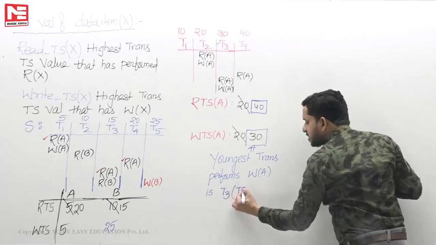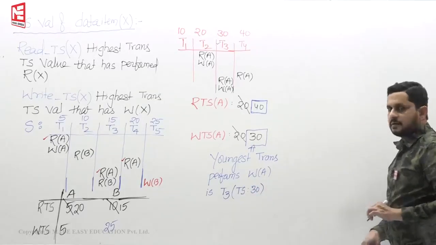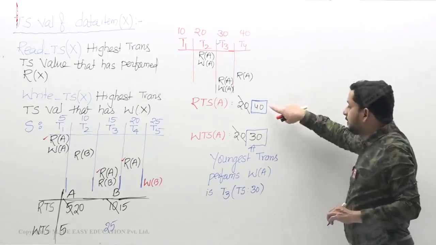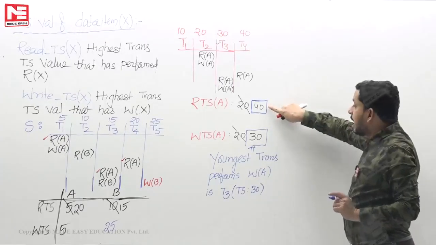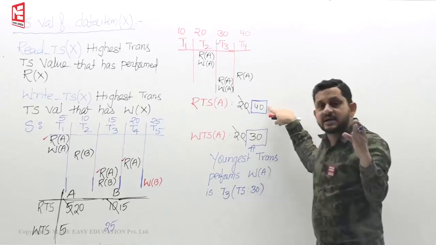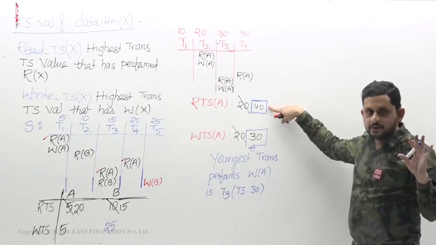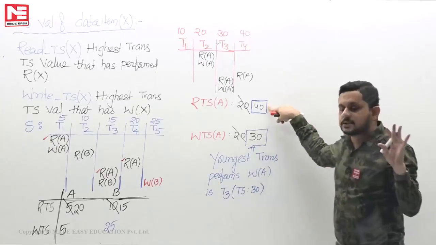T3, this is the transaction, timestamp value is 30. Okay, same as the case for read. By looking at the timestamp value, I am able to get who is the youngest transaction that has done read successfully. Who is the youngest transaction that has done read successfully.